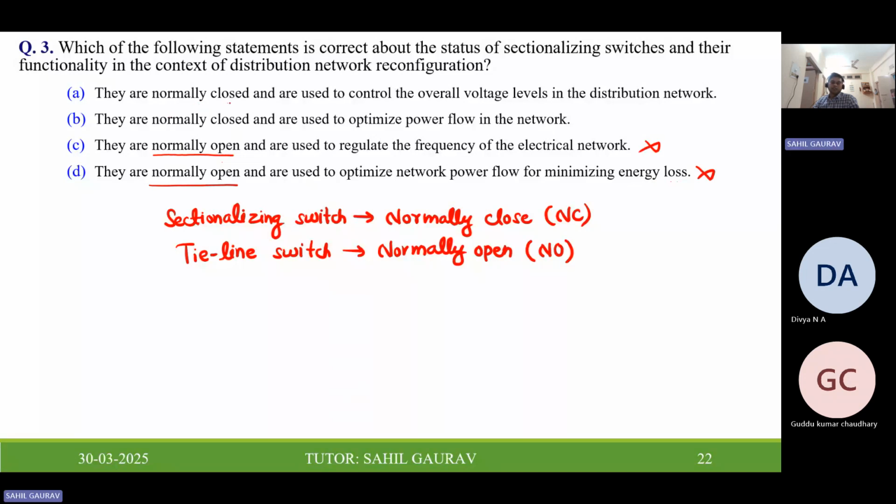A option, they are normally closed type and used to control the overall voltage levels in the distribution network. So it is not controlling the voltage level. We are not applying any control technique here. B option is that they are normally closed type and used to optimize power flow in the network. Yes, it is correct. Sectionalizing switches can optimize the power flow in the network by opening and closing, by changing their status. So they are normally closed and are used to optimize the power flow. So B option is correct.